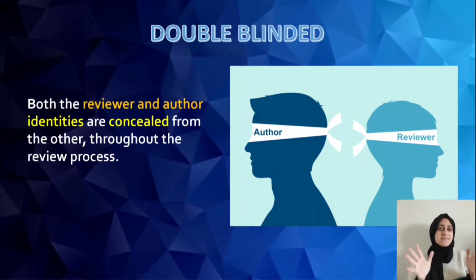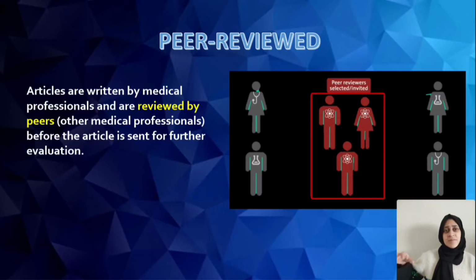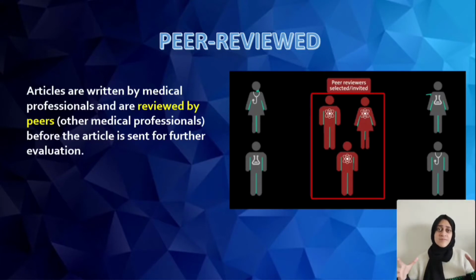So what is a double-blinded journal? We have the reviewer and the author identities concealed from each other. Now this helps in minimizing bias. Then what is a peer-reviewed journal? A peer is someone who is within a similar field, could be at a different post, could be a higher post, could be a student, could be a senior, but within the same field. So articles that are written by, for instance, medical professionals are reviewed by peers, in this case other medical professionals, before the article is approved and sent for further evaluation.